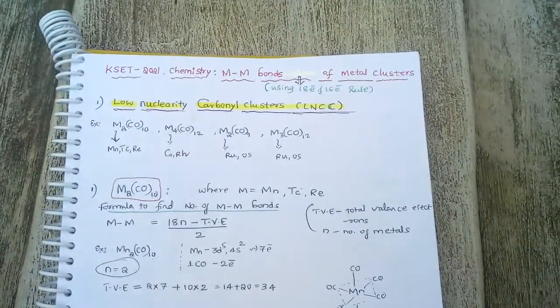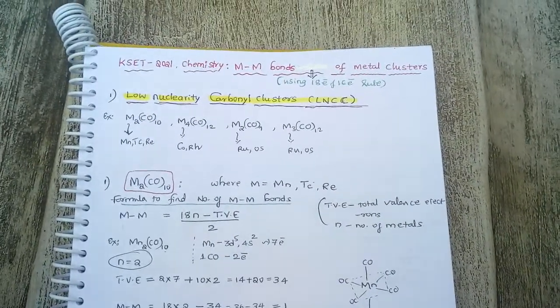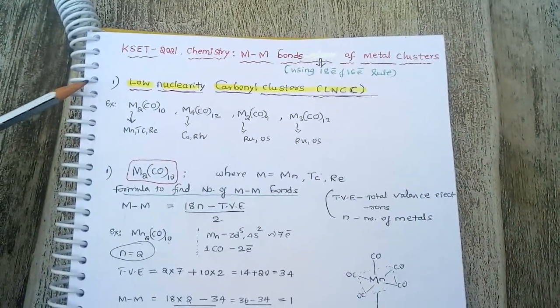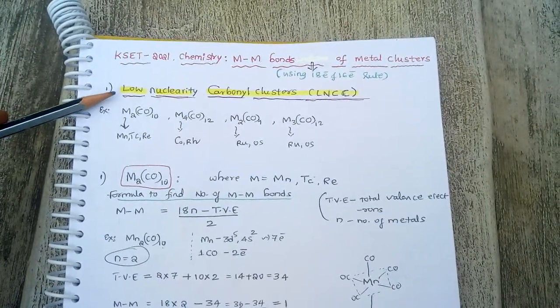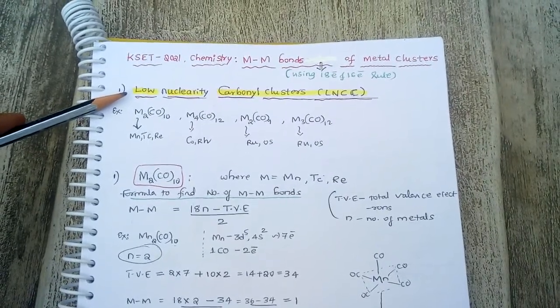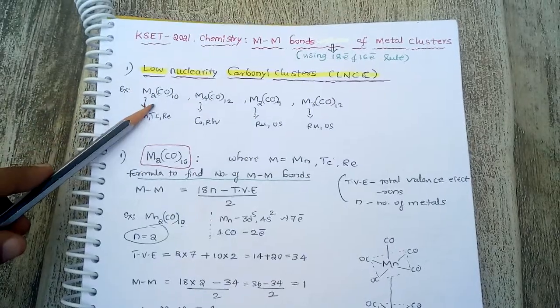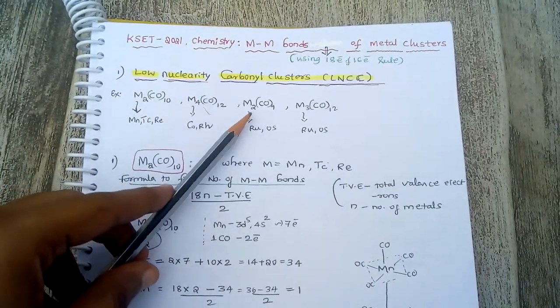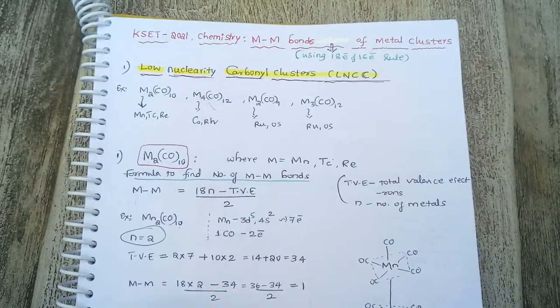In today's class, we are seeing how to find metal-to-metal bond order for carbonyl clusters. In this first session, we are discussing low nuclearity carbonyl clusters: how to find metal-to-metal bond order and their structures. First, we are discussing M2(CO)10, M4(CO)12 type, M2(CO)9, M3(CO)12. For this type we are discussing.